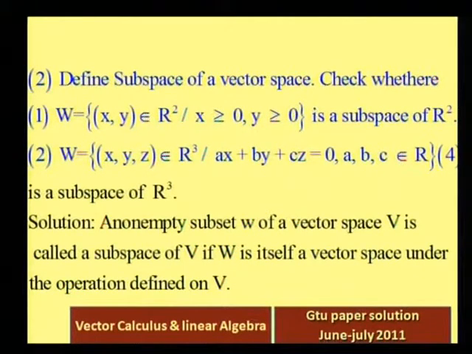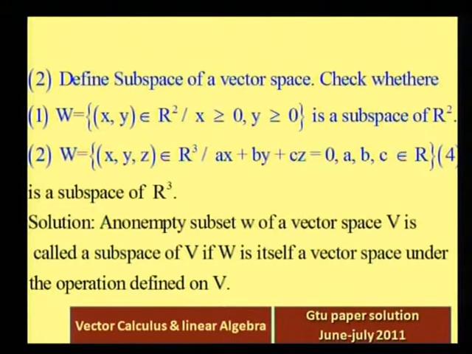Let W equal to (x, y) belonging to R2, where x is greater than or equal to 0 and y is greater than or equal to 0. Is it a subspace of R2? Second, W equal to (x, y, z) belonging to R3, where ax plus by plus cz is equal to 0, where a, b, c belong to R. We want to check whether the given two sets are subspaces or not, and first we have to state the definition of subspace.